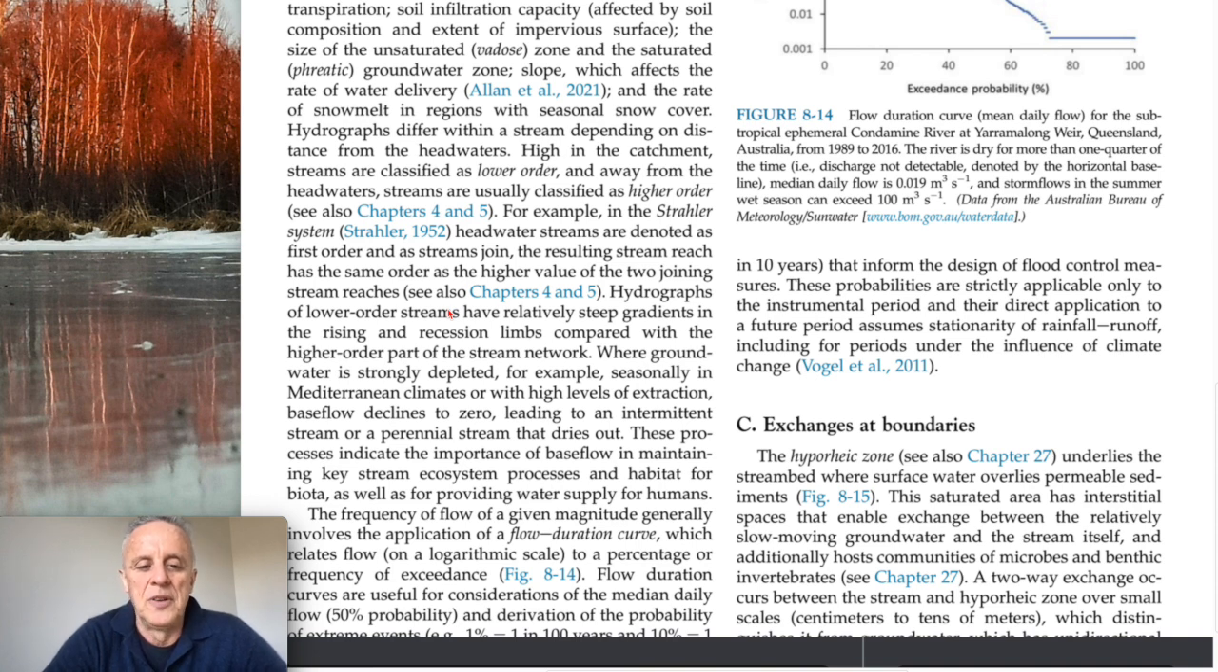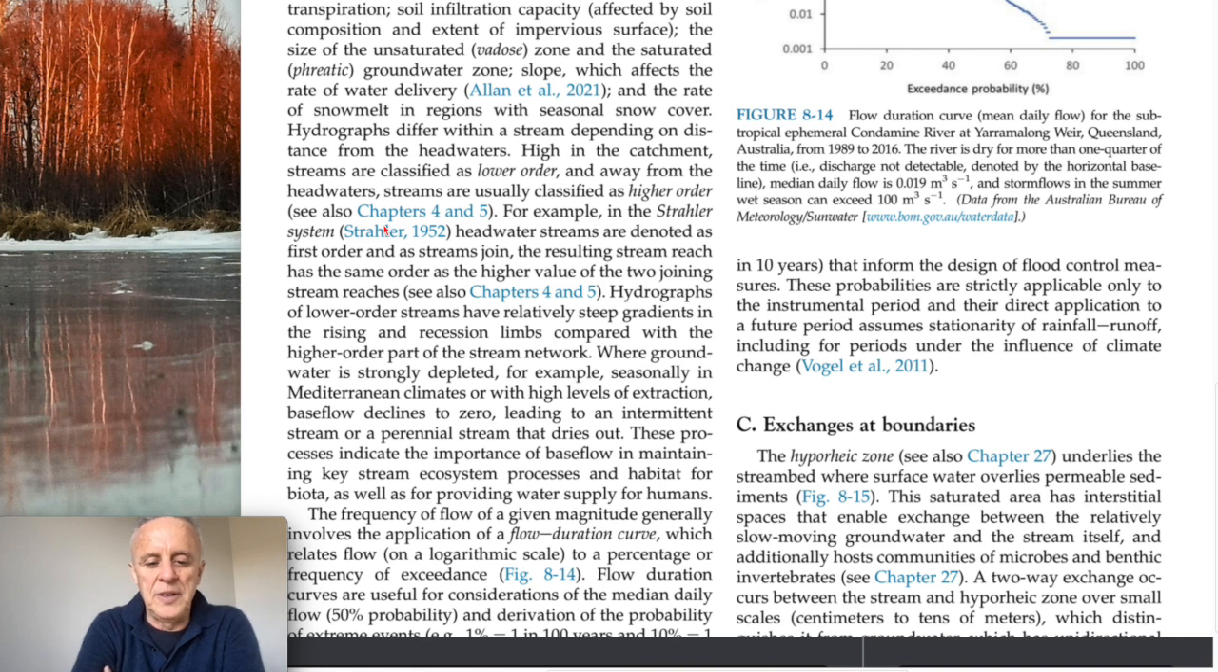High in the catchments, streams are classified as lower order, and away from the headwaters, streams are usually classified as higher order. For example, in the Strahler system, headwater streams are denoted as first order, and as streams join, the resulting stream reach has the same order as the higher value of the two joining stream reaches. Hydrographs of lower order streams have relatively steep gradients in the rising and recession limbs compared with the higher order part of the stream network.